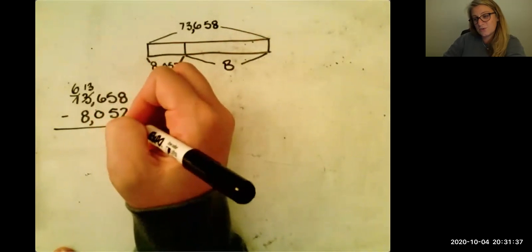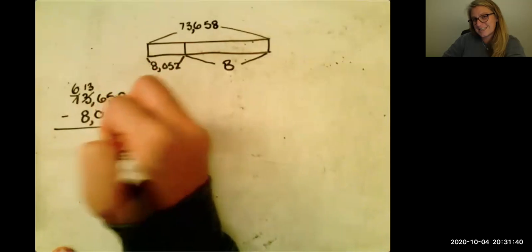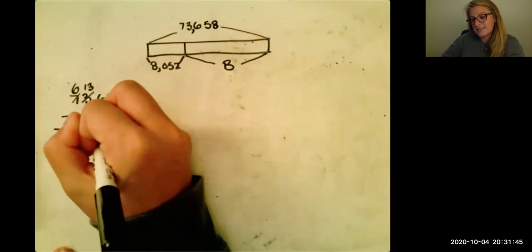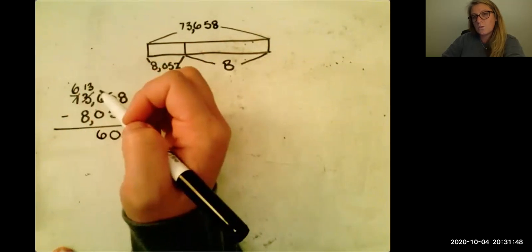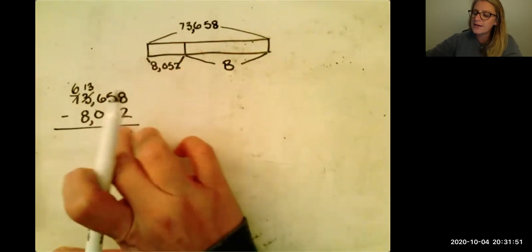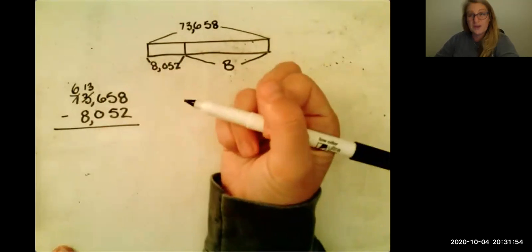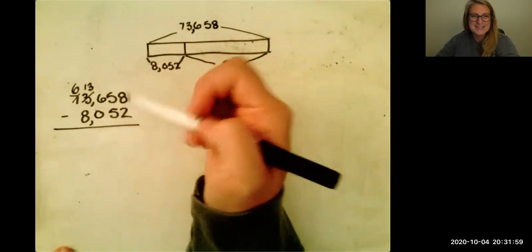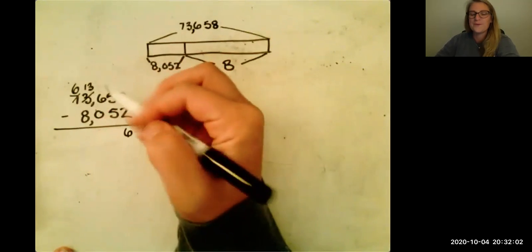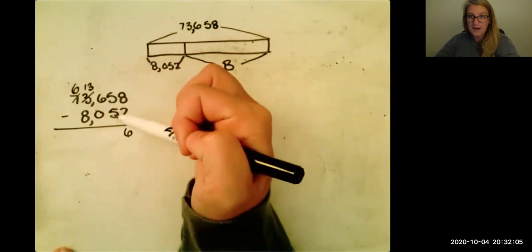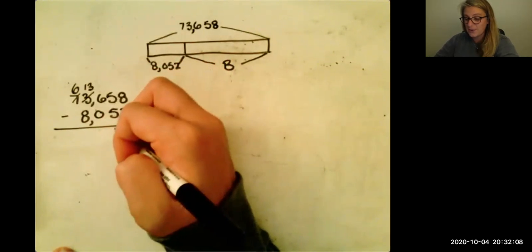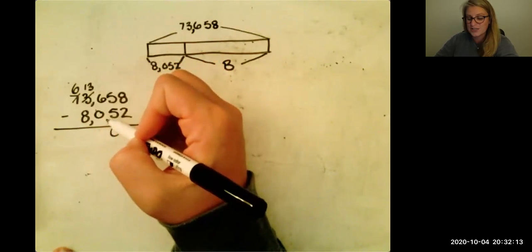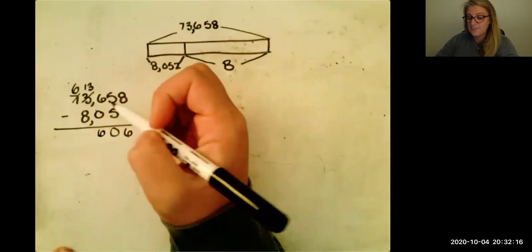8 minus 2 is 6. 5 minus 5 is 0. 6 minus 0 is 6. Ooh, we should be subtracting. Let's go back and subtract using our unit form. 8 ones minus 2 ones equals 6 ones. There we go. 5 tens minus 5 tens is equal to 0 tens. 6 hundreds minus 0 hundreds equals 6 hundreds.